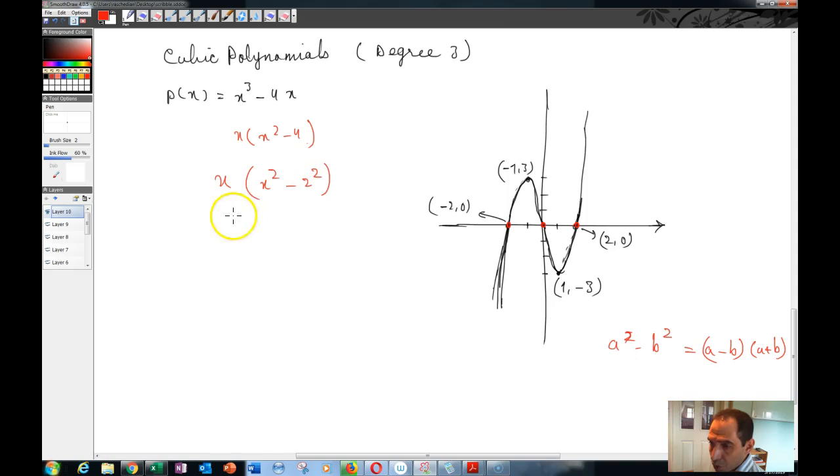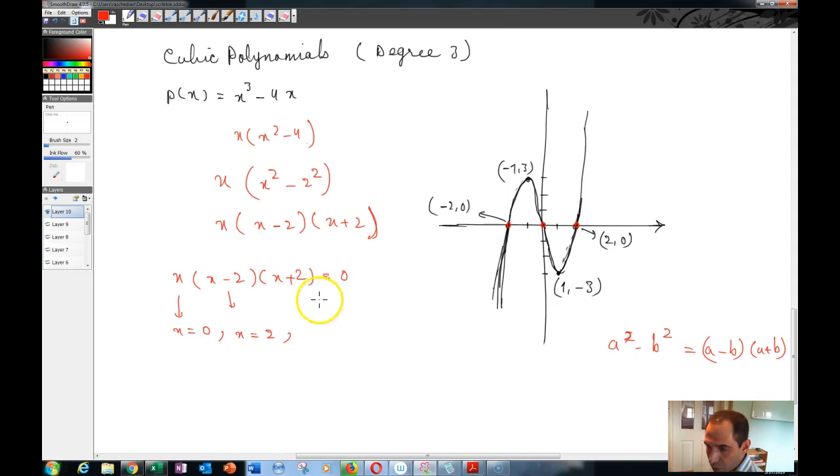Okay, so then you can write this as x times (x minus 2) times (x plus 2), and from there you know what your roots are. If x times (x minus 2) times (x plus 2) is equal to 0, then either x is equal to 0, or x minus 2 equals 0, which means x is equal to positive 2, or x plus 2 equals 0, which means x is equal to negative 2. And that gives you negative 2 here, 0, and positive 2.